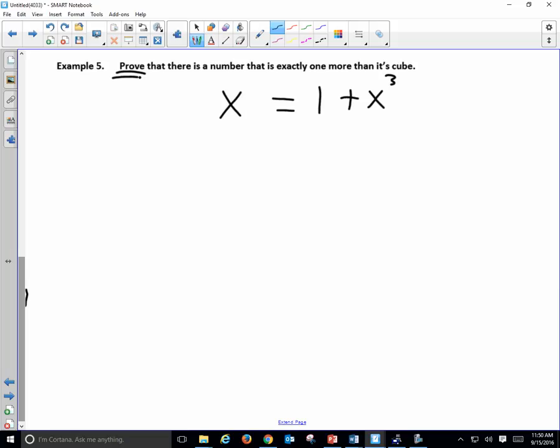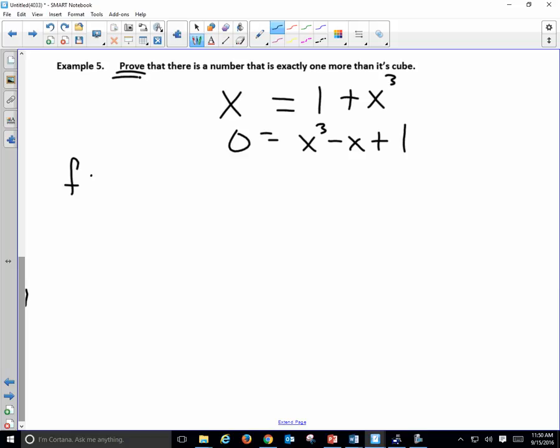Everybody agree that that's an expression that relates that sentence? So I'll subtract the x over, and I'll get 0 is equal to x cubed minus x plus 1. So in other words, I can guarantee that there's a number that satisfies that equation if I can find an output less than 0, and if I can find an output greater than 0. So I'm just going to try a value.